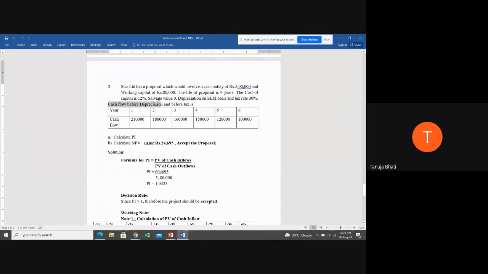Here the cash flow is before depreciation and before tax. Students, since the cash flows are before depreciation and before tax, we have to give effect to depreciation and we have to give effect to tax.